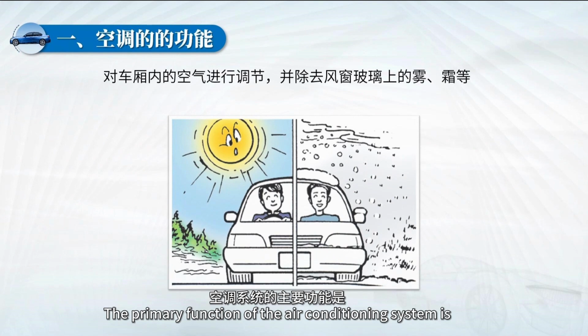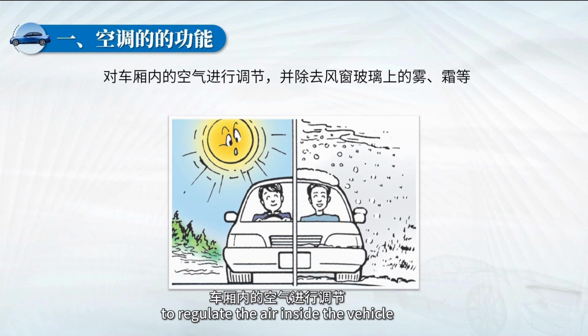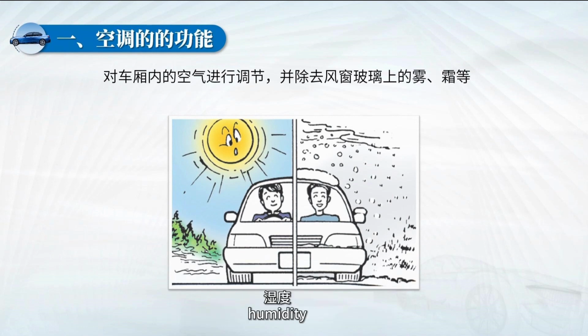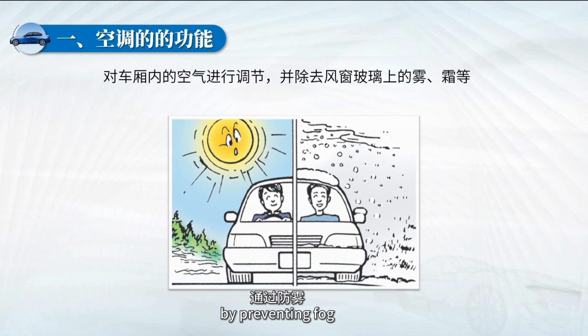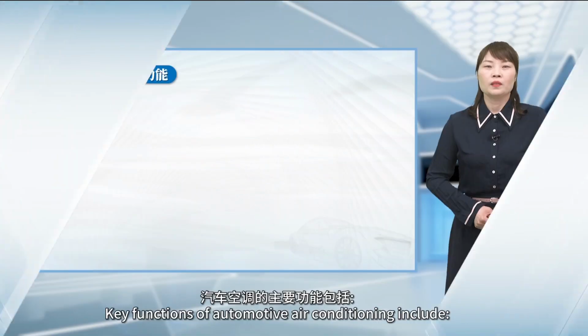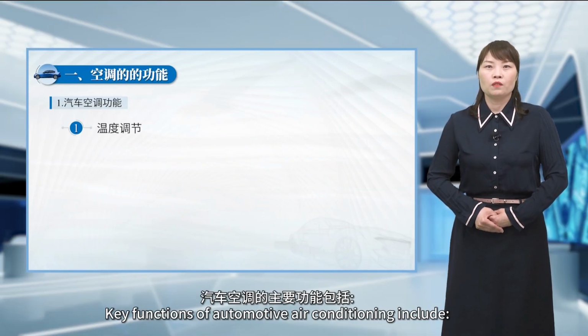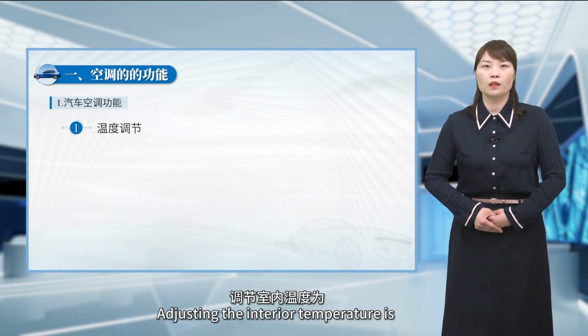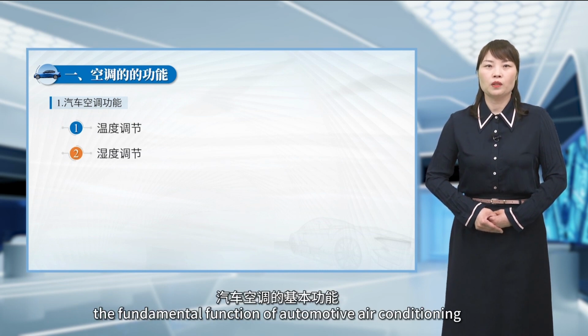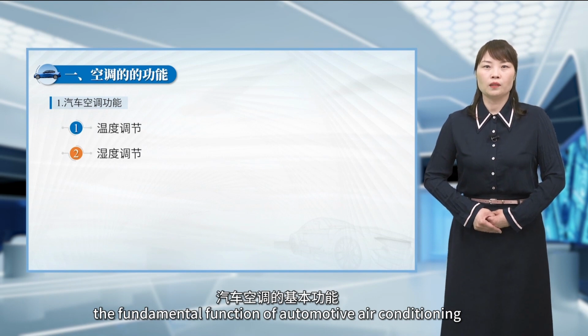The primary function of the air conditioning system is to regulate the air inside the vehicle, including temperature, humidity, and air purification. It enhances the comfort of the driver and passengers while improving visibility by preventing fog and frost, ensuring road safety. Key functions of automotive air conditioning include temperature regulation. Adjusting the interior temperature is the fundamental function of automotive air conditioning.